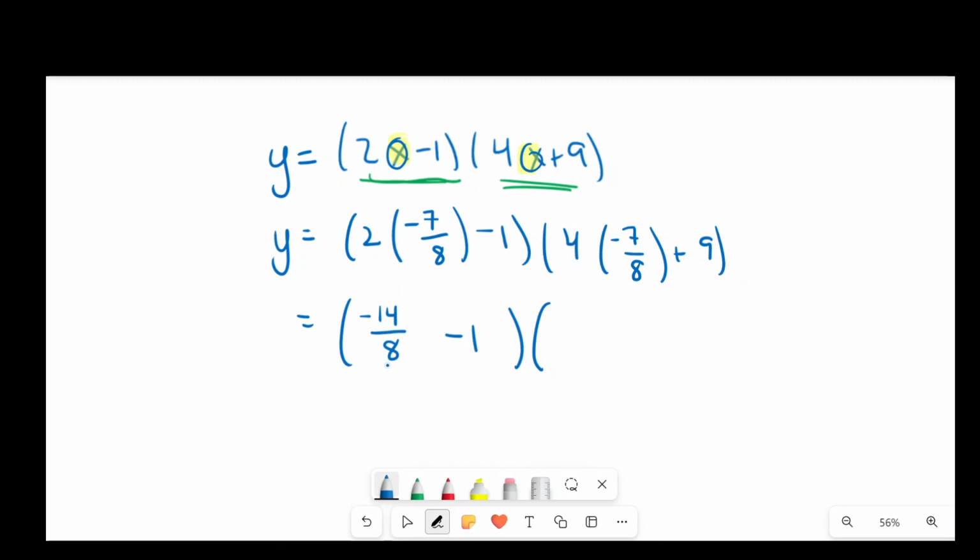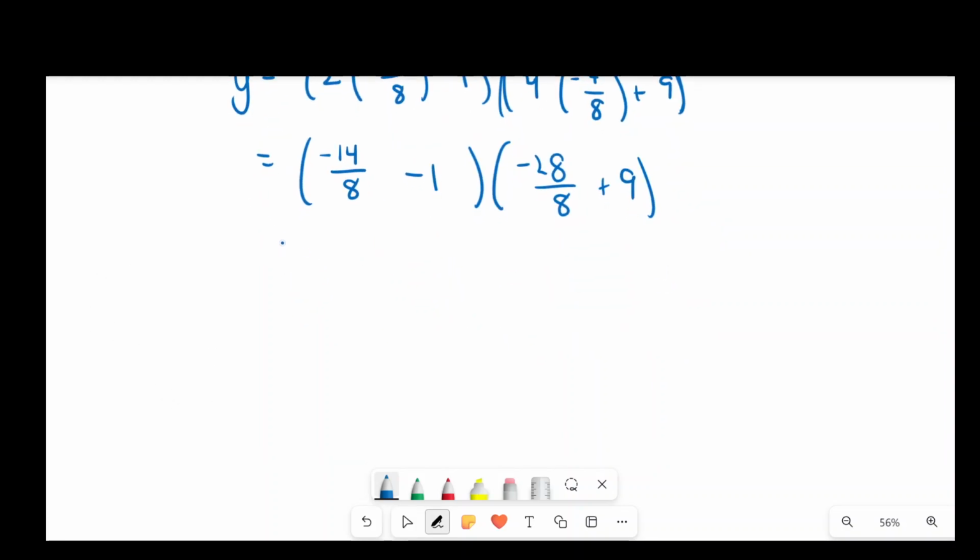But probably in math, if this was just on paper, I would just erase it and put this simplified. 4 times -7, so I'm onto this next bracket. 4 times -7 is -28/8. And again, that also reduces. So let me reduce those fractions. They both divide by 2, so this is -7/4 minus 1. And this is -28/8, they both divide by 4, so this is -7/2 plus 9.